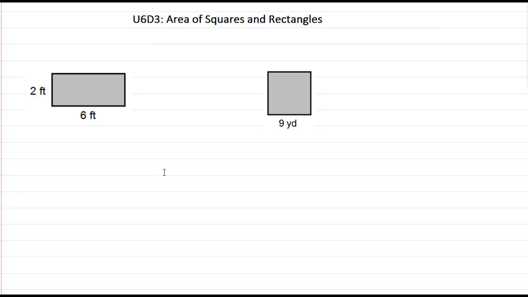Alright, today we're going to talk about area of squares and rectangles. And you've seen this word area before, and it shouldn't be anything new. Area, a couple different ways to think about it. But the area is the amount of space on a flat surface.